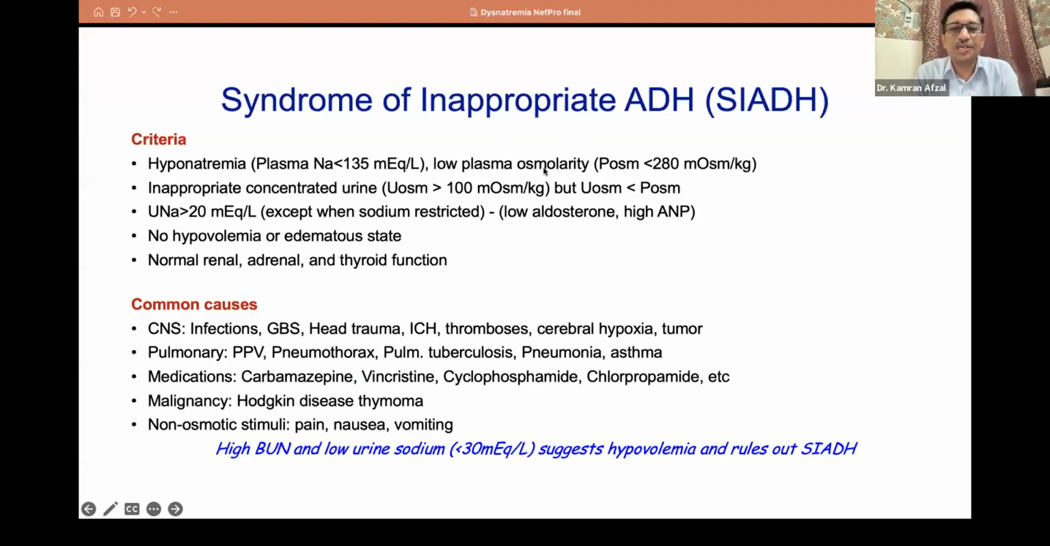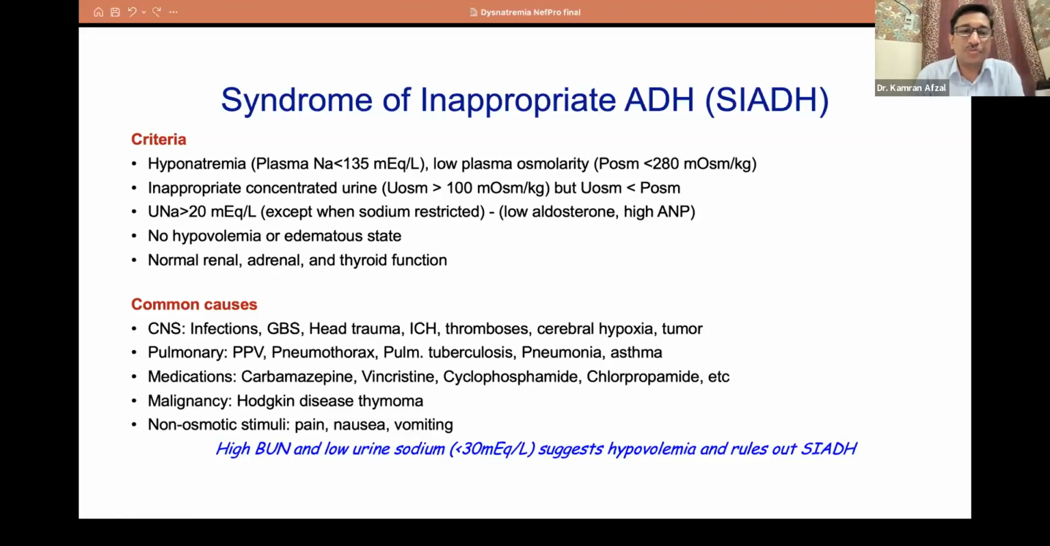Because in a low osmolarity state, you would expect the urine to be very dilute. In this case, the urine osmolarity is still more than 100 millimoles per kg. These patients also have high urinary sodium, and this is chiefly because the expanded volume state because of SIADH results in decrease in the aldosterone and elevated levels of ANP, as discussed by Dr. Sumantra. This is the reason why these patients will have high levels of urinary sodium exceeding 20 milliequivalents per liter.